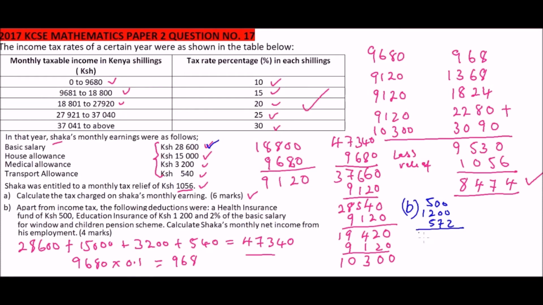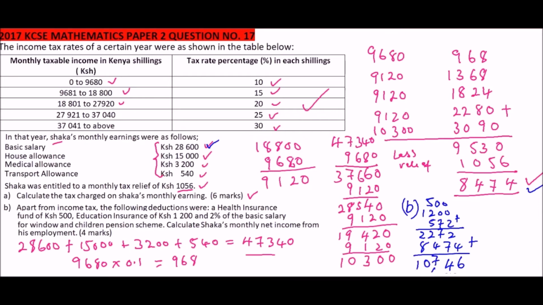When you total this, other deductions made from his salary come to 2,272, and he's paying a tax of 8,474. So we add 8,474 and 2,272, we get the amount that is to be deducted, which is 10,746.